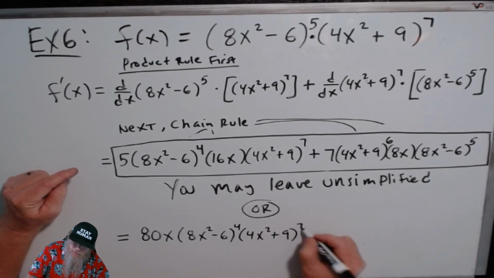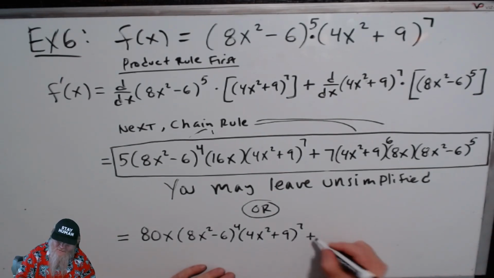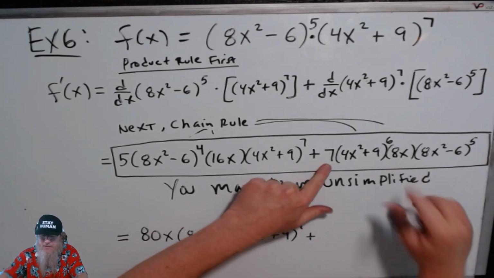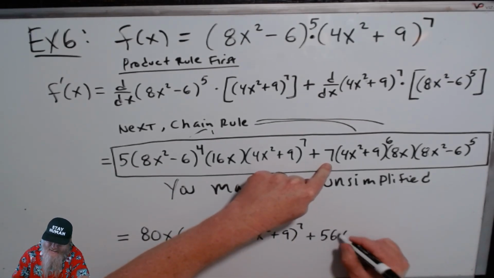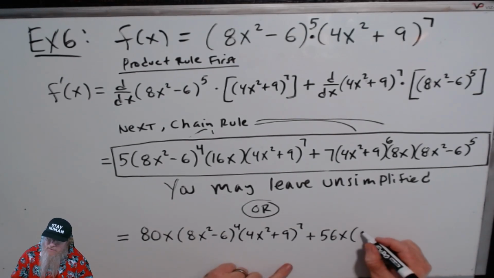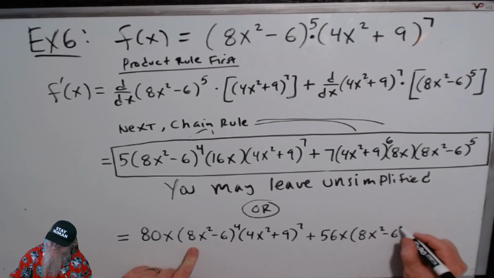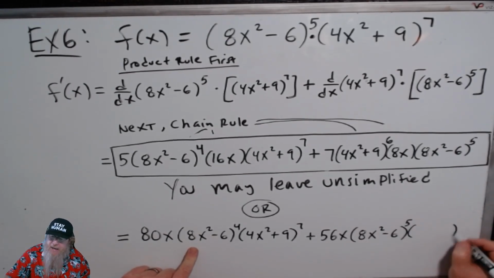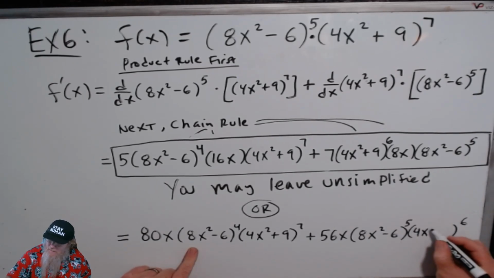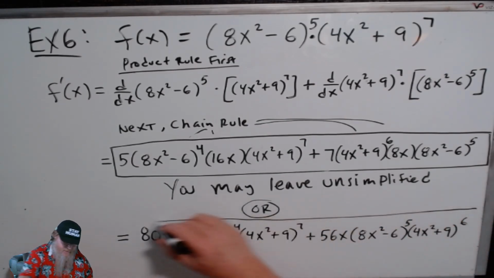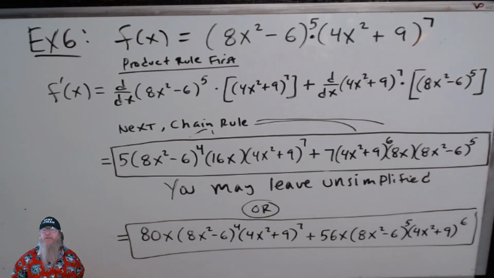I definitely wouldn't try to combine the rest of the terms. So I would do 16 times 5 and make that 80x. And then I do 7 times 8, 56x. That is all I would do. I would probably write them in the same order as well, because I like things to be neat and orderly. So I will accept either one of these answers. I will caution you not to try to go any further because it'll probably be wrong.